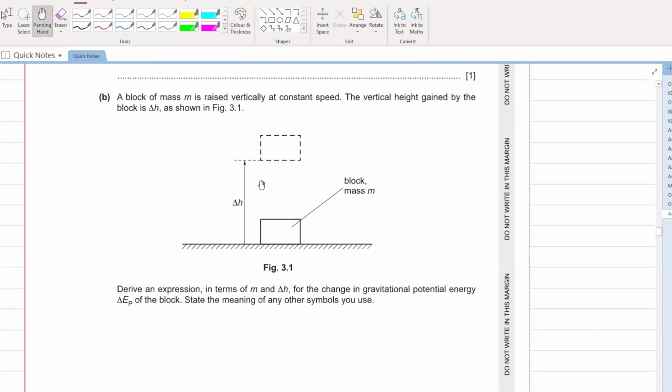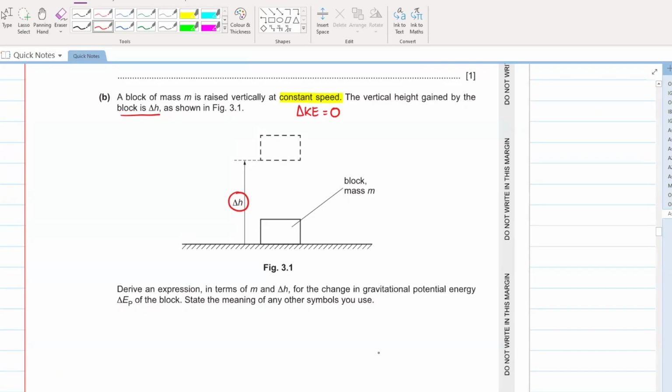A block of mass m is raised vertically at constant speed. Why has the examiner written constant speed here? To tell you that the change in kinetic energy will be zero. The vertical height gained by the block is change in h as shown in figure 3.1. Perfect, ये vertical height gained है, ठीक है. Derive an expression in terms of m and change in h for the change in gravitational potential energy of the block. State the meaning of any other symbol.